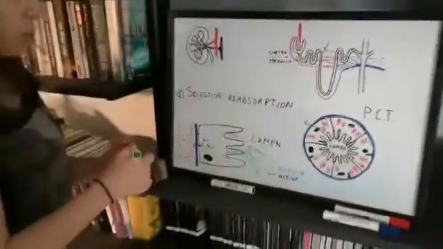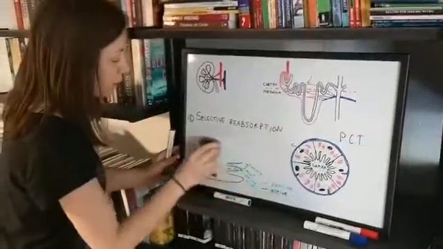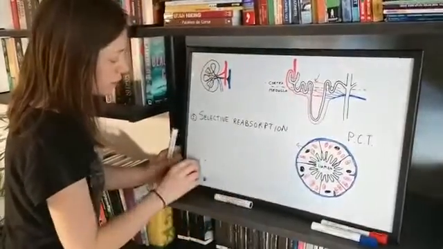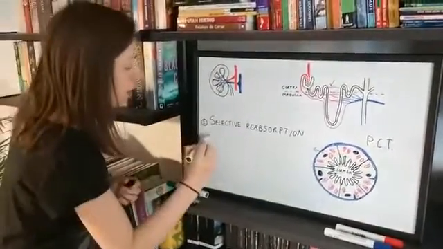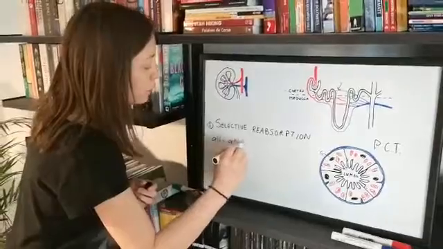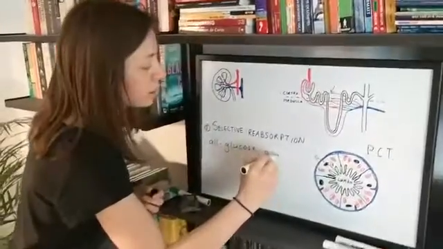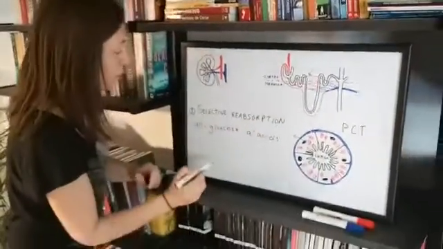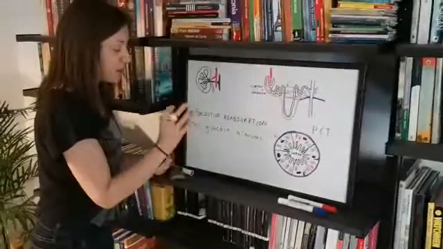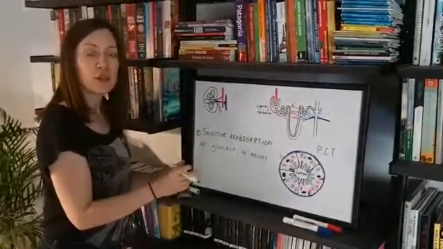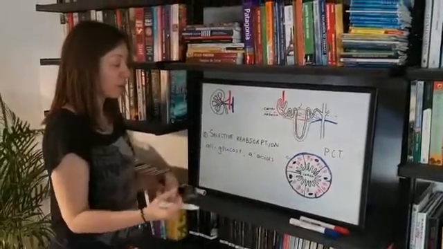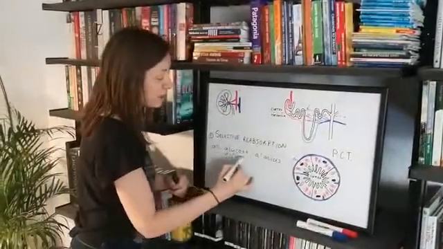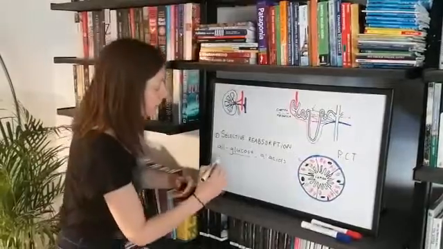Yeah, that's it. So by the end of all of this, we will have reabsorbed all of the glucose and amino acids. Remember that 5.5 kilograms of glucose are filtered, are in the filtrate to start with. So all of those 5.5 kilos of glucose are reabsorbed.